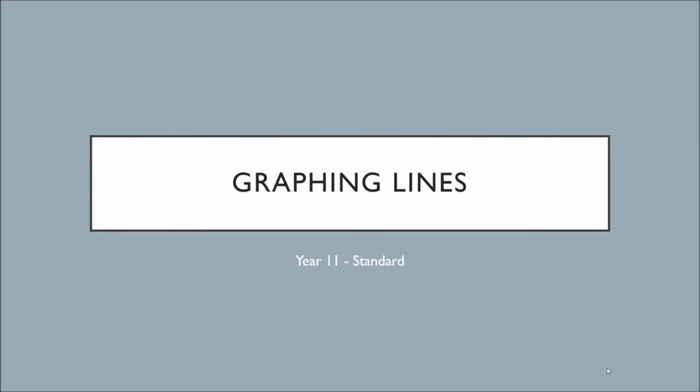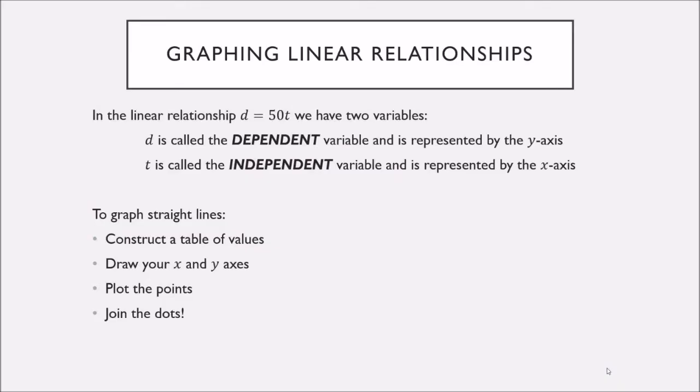Okay, looking at graphing lines. So how do we actually graph lines? In a linear relationship, say we had something like d equals 50t. We have two variables. So this could be like a distance versus time relationship.